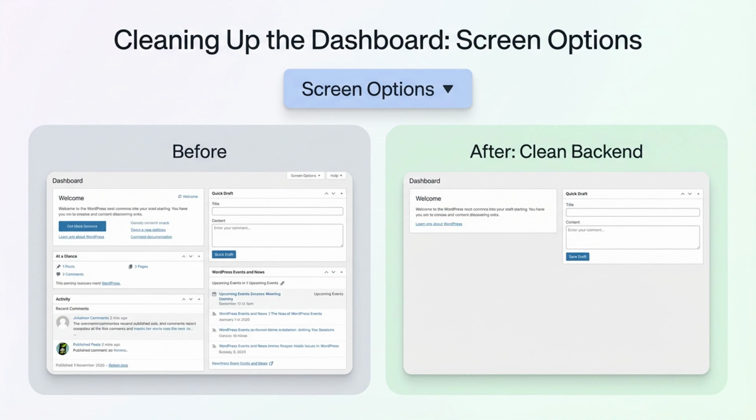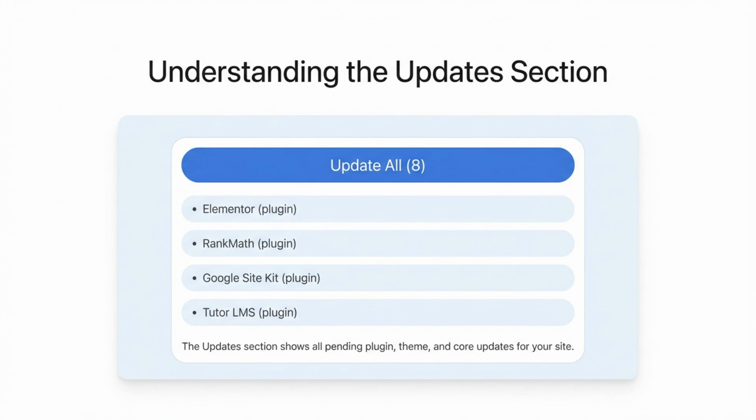It's a small step that makes a big difference when you're just starting out. The Update section in the dashboard is where WordPress notifies you about anything on your site that needs attention: plugins, themes, and even the WordPress core itself. The instructor shows a live example where 8 updates were pending, including Elementor, Rank Math, Google Sitekit, and Tutor LMS. With just one click on Update All, everything gets refreshed. Keeping your site updated is important for security and performance.